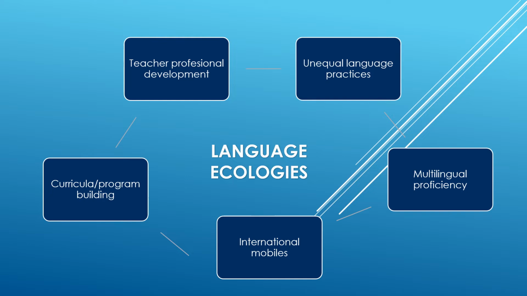The third is unequal language practices, the discrimination on the basis of language. It might happen. Sometimes language can marginalize different cultures. The number 4 is multilingual proficiency. And multilingual students require multilingual teachers. So it is important that the teachers, native or non-native speakers, be well prepared, also because they are going to face multilingual classrooms as well.